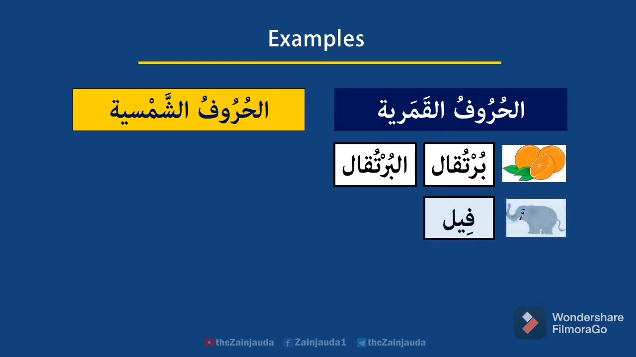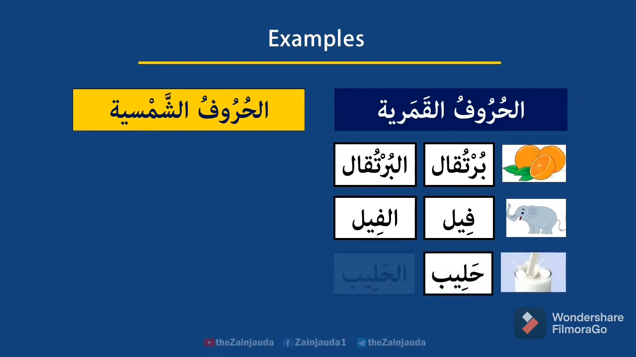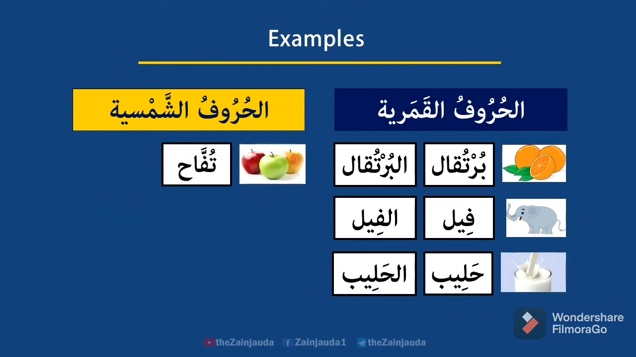The second word is feel. When we add L, it becomes al-feel. Halib. Al-halib. Now let's have examples of the sun letters. Tuffah. When we add al-tarif, it becomes at-tuffah. We don't say al-tuffah, no. We say at-tuffah. We assimilate the lam and double the ta.